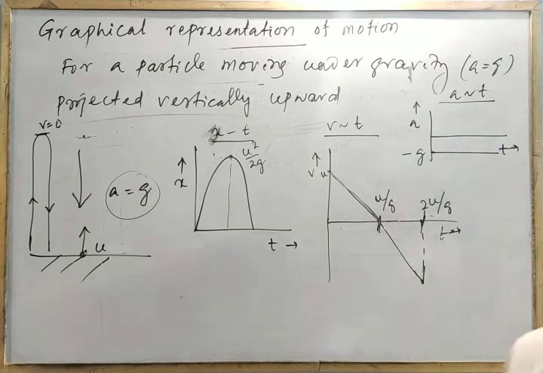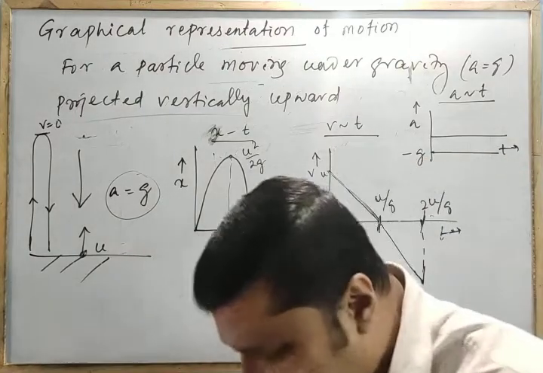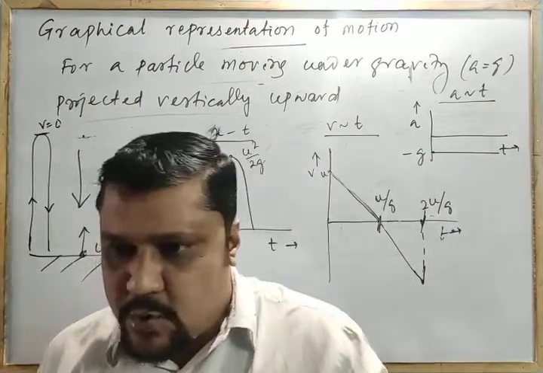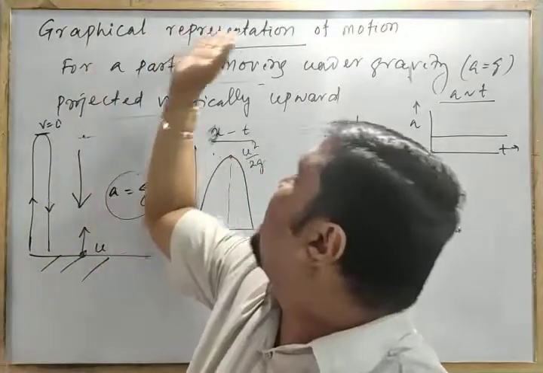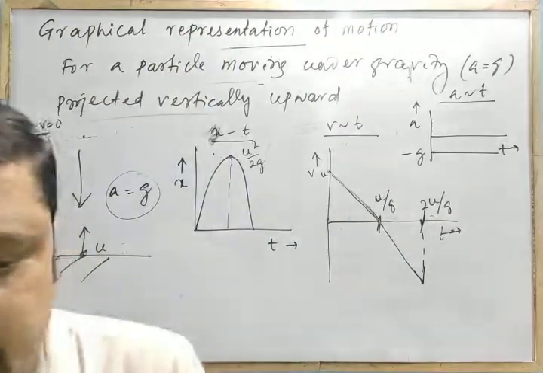Okay. So these are the different types of graphs. Analyze these graphs. Think more and more. Then you can get a clear idea about this graphical representation of motion. Okay. Thank you.